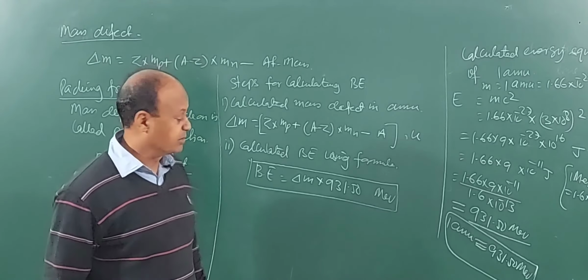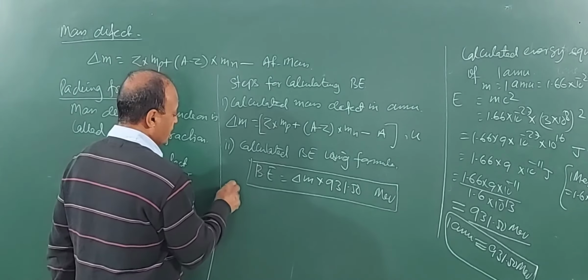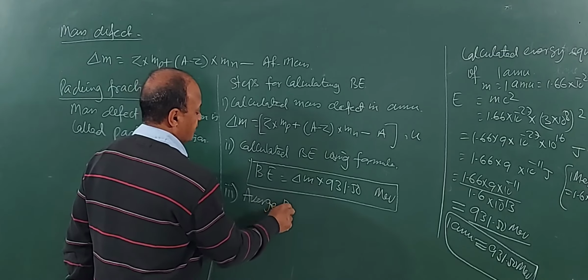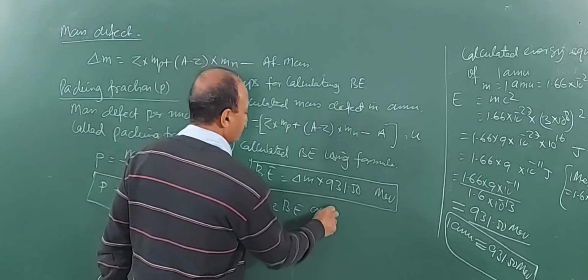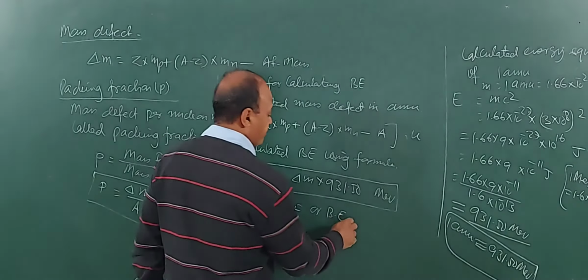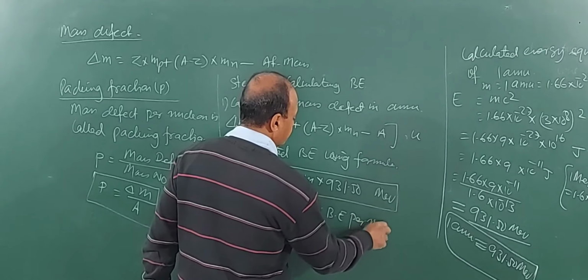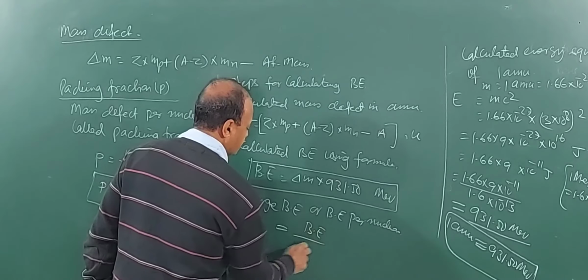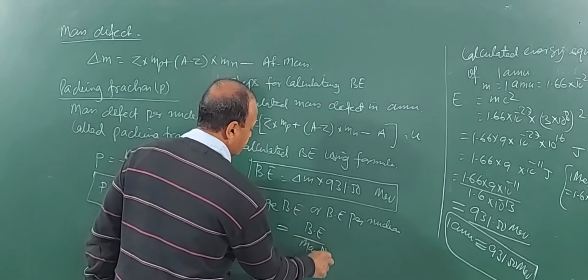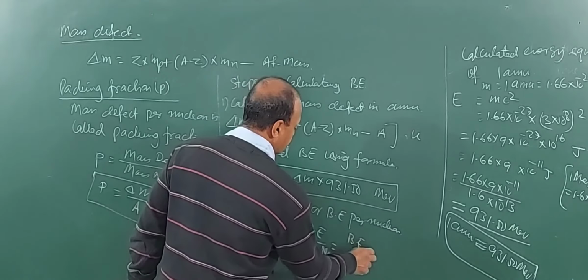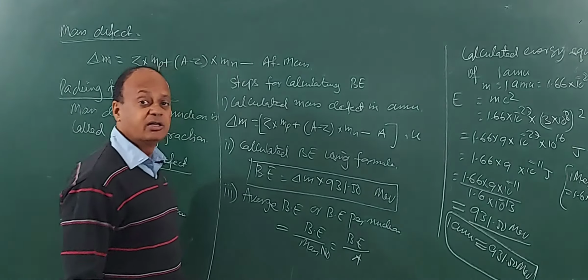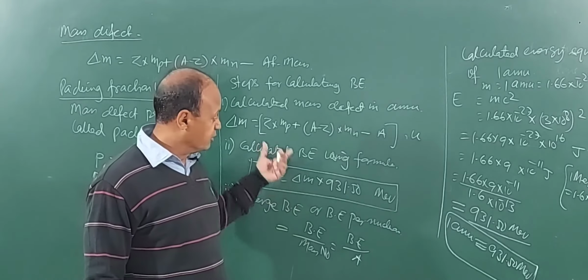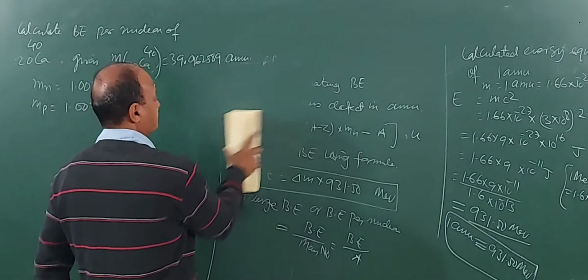Okay. And finally, one more term that we use, average binding energy. Average binding energy, we also call it binding energy per nucleon, is equal to binding energy divided by mass number. So, binding energy by A. So, this will be average binding energy per nucleon. Okay. So, write down this and then we will see one sum also on binding energy calculation.